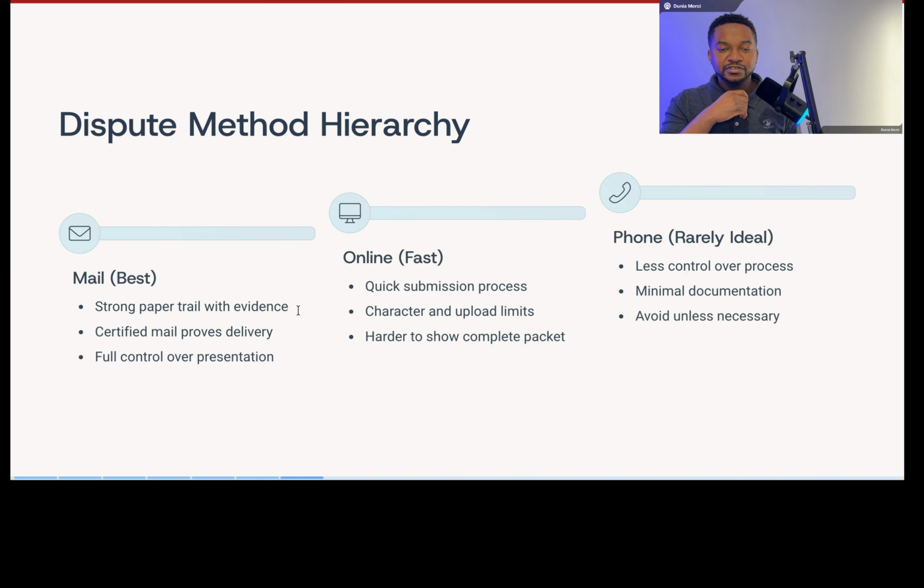Now, which ways are the best ways when it comes to disputing? Well, for one, as I mentioned here, sending mail, certified mail, will be the best way because you get to have a track record, a paper trail, so to speak. And the second way would be online.